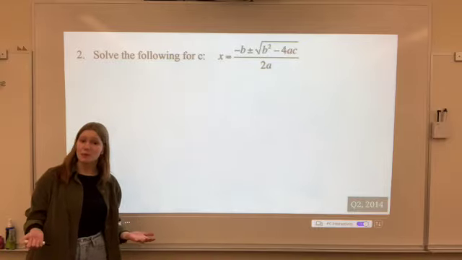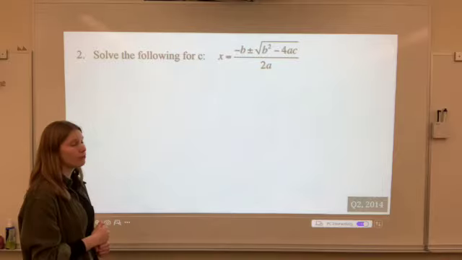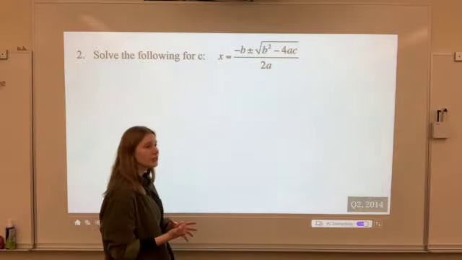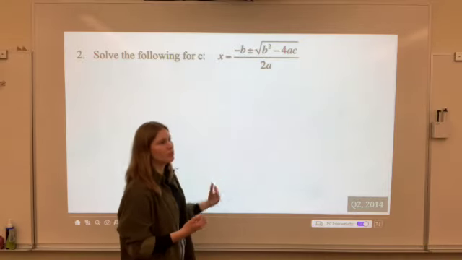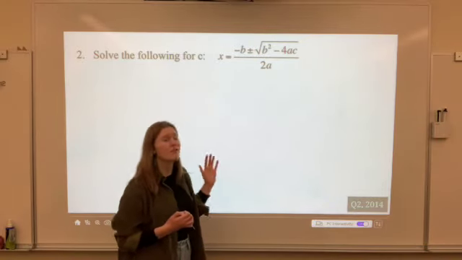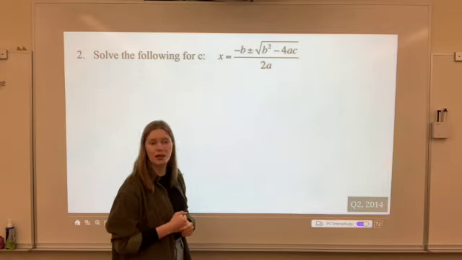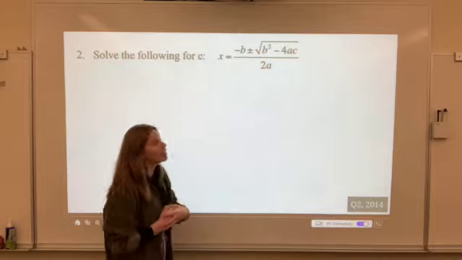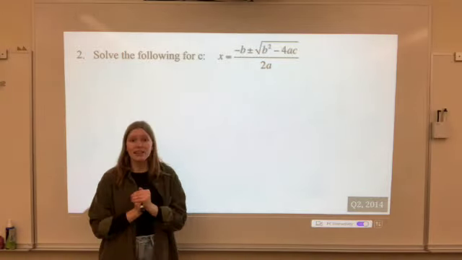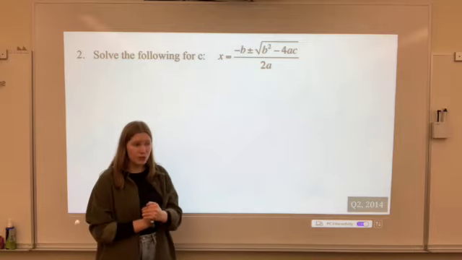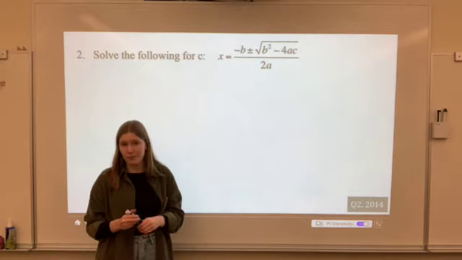All right, next up we have a pretty fun one. Solve the following for c. Well, for a lot of you, this may look very familiar. If we were to try and solve it from here, it would be very difficult to actually solve for c. But hopefully a lot of people watching this recognize this as the quadratic formula, which is taken from the variables in a quadratic in standard form.